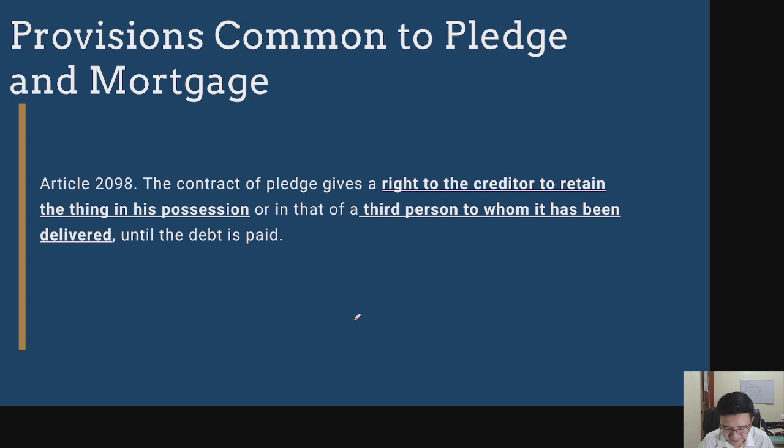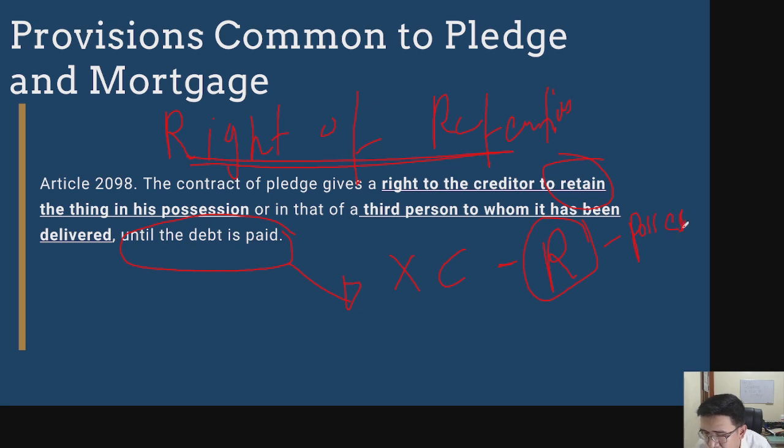The contract of pledge gives the right to the creditor to retain the thing in his possession or that third person to whom it has been delivered until the debt is paid. So, as simple as Article 2098, it talks about the right of retention. Okay? Meaning, that if the debt is not paid and merong term, hanggat di nababayaran si creditor, he can exercise his right of retention. Meaning, since nasa kanya yung possession, siya ang may hawak. When we talk about possession, sino ang may hawak? Since nasa kanyang possession, pwede niya yung i-retain hanggang mabayaran mo yung buong utang.